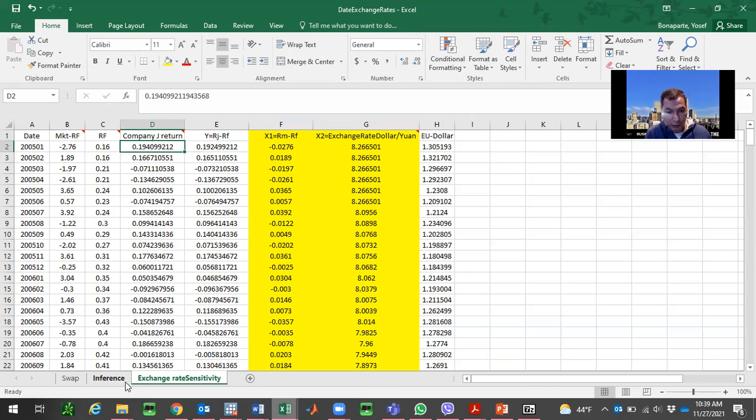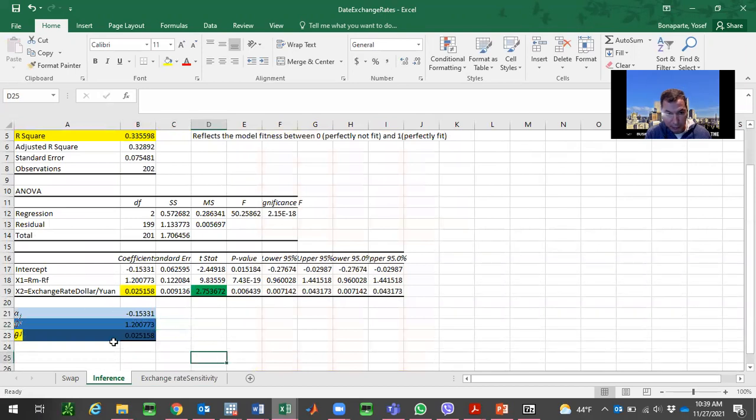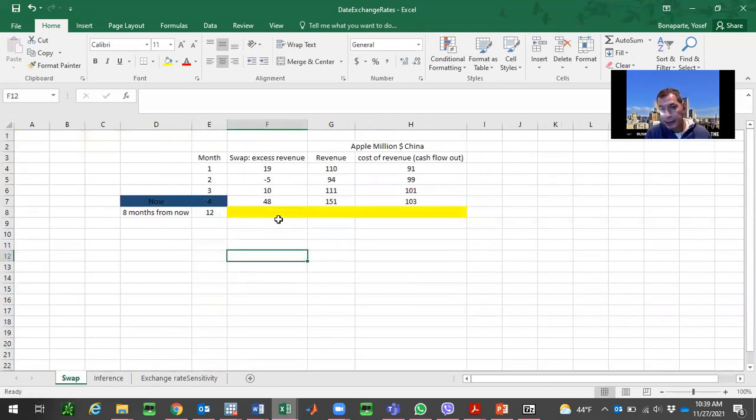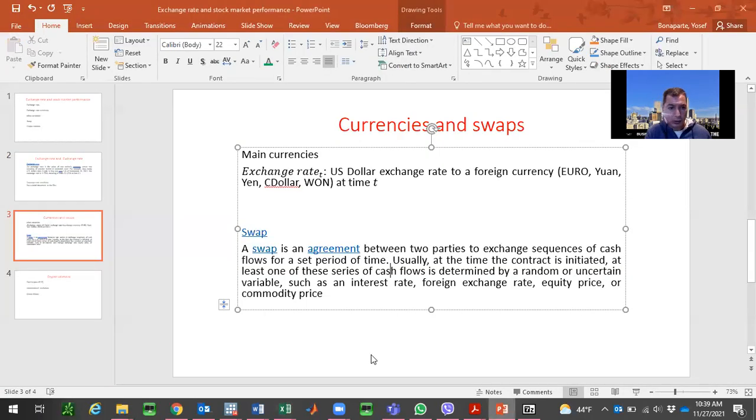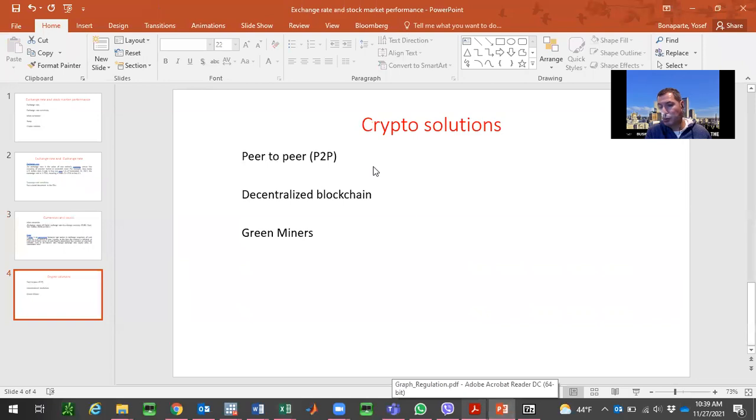And then you do the inference. I want to see this inference here. And then go to the swap. You create the swap for those. Forecast, 1, 2, 3 forecasts you have to do. Now all of this, you didn't need it. In fact, you didn't need it if we have the crypto solution.